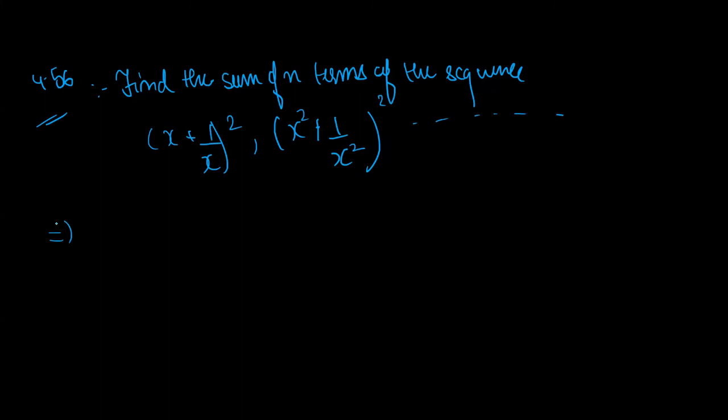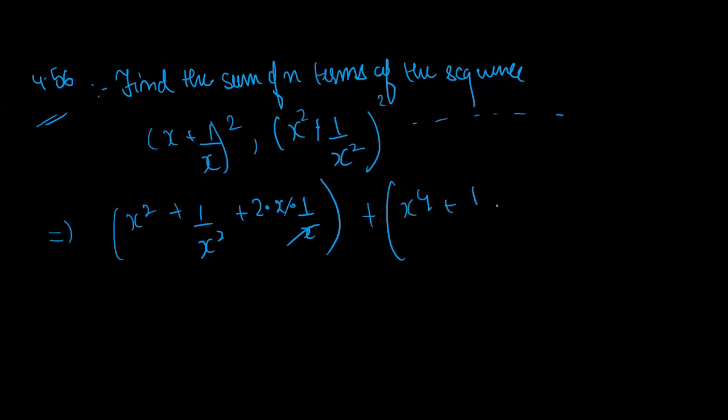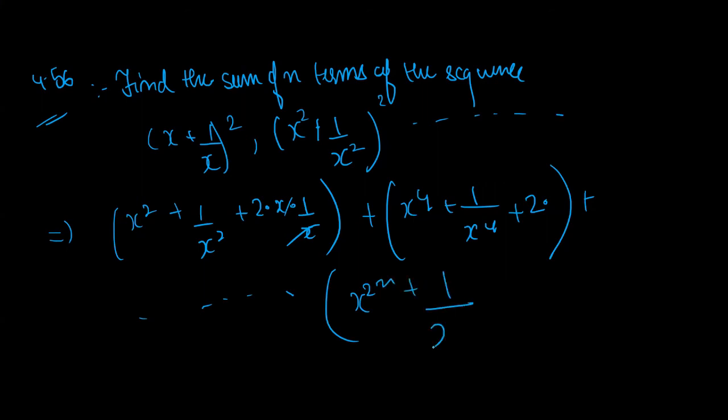So if you open the first one only, what do you get? x square plus 1 by x square, plus 2 into x into 1 by x, that is 2 only. Similarly, open the second one, so you get x to the power 4 plus 1 by x to the power 4 plus 2 into x square into 1 by x square, that will become 2 only. Similarly the third term opens the same way. The last term, if you open it, will be x to the power 2n plus 1 by x to the power 2n plus 2 again. Till here it is clear?